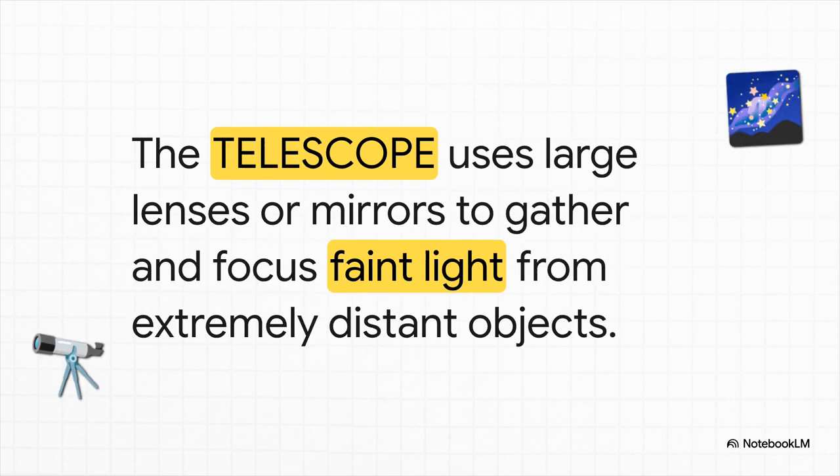Now, a telescope has a totally different problem to solve. It's not about making something tiny look big. It's about grabbing as much faint, weak light as possible from something that's incredibly far away. And to do that, it can use lenses to bend the light, or, as we see in a lot of powerful telescopes, mirrors to bounce it.